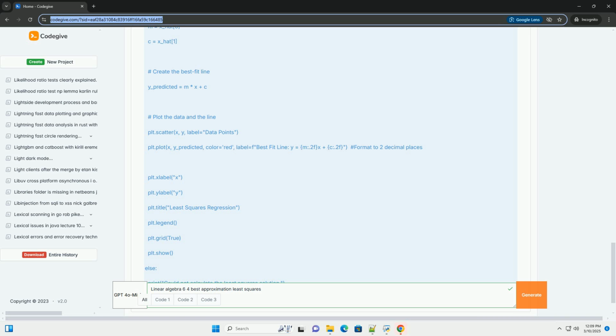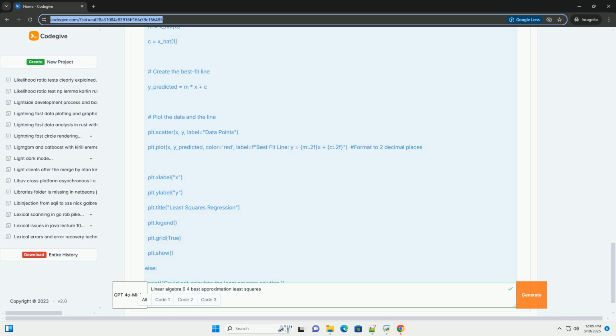The rcond equals None argument tells lstsq to use the rank of the matrix to determine which singular values to consider significant. 6. Extract results: the solution x_hat contains the slope, m, and intercept, c. 7. Create best fit line: the code calculates the predicted y values based on the linear model and the found slope and intercept. 8. Plotting: the code uses matplotlib to visualize the data points and the best fit line.